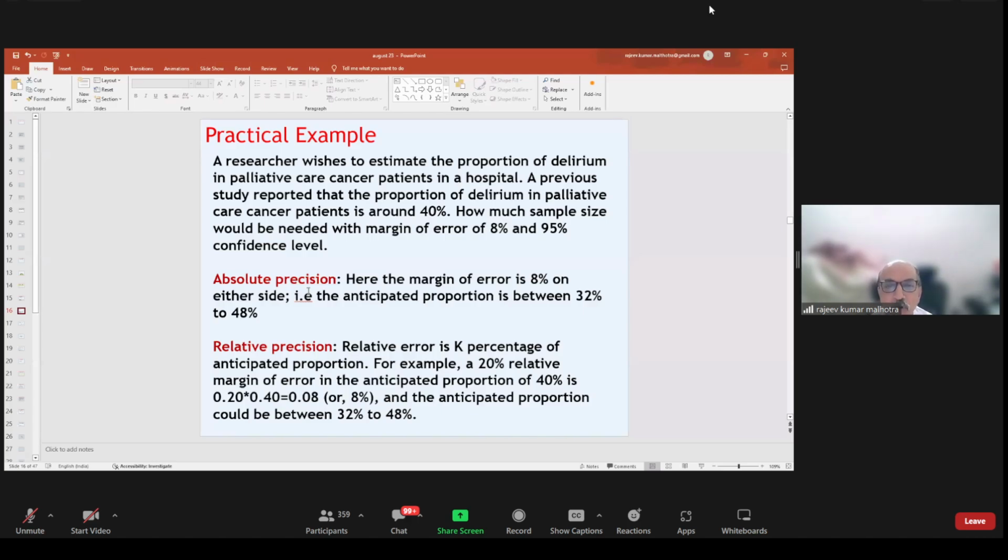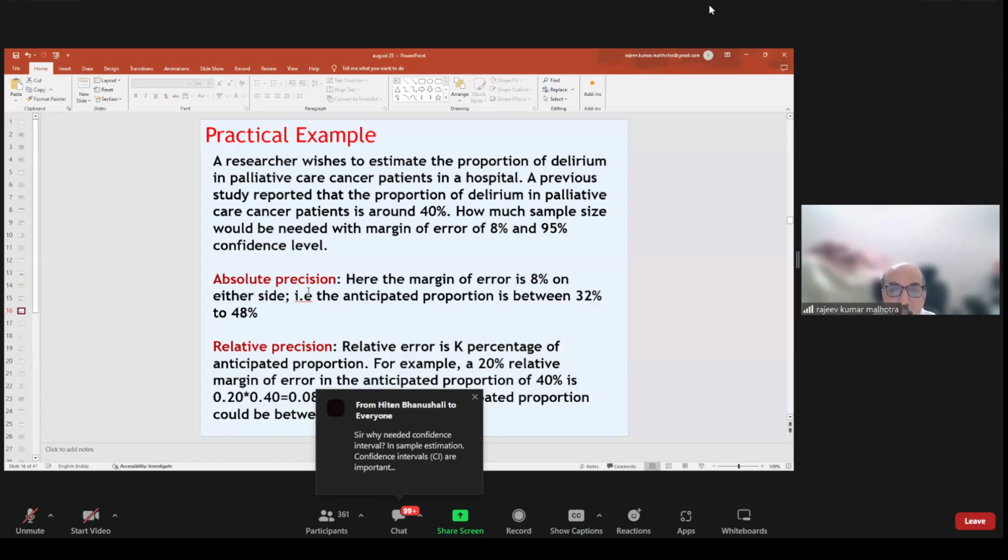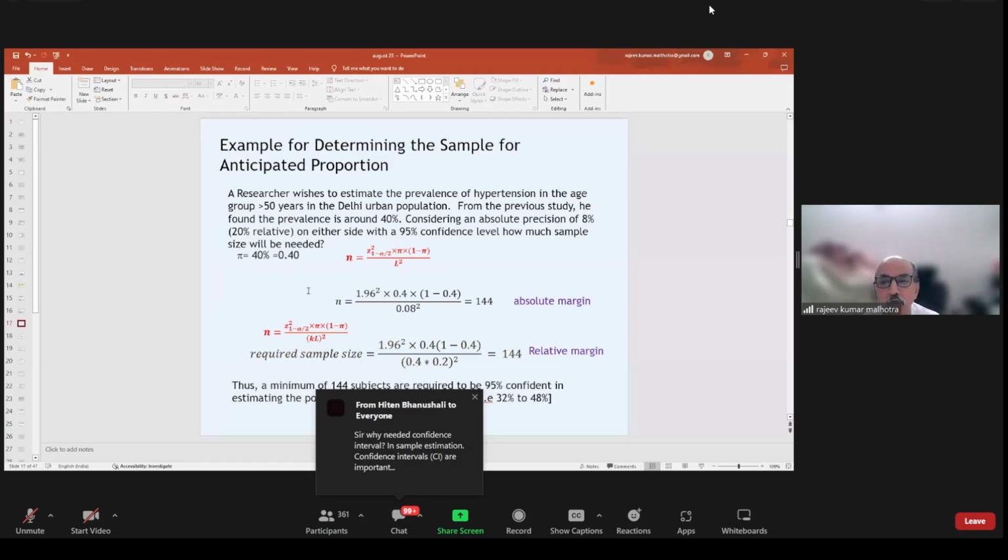I am telling you this because while using an online calculator, you have to enter whether it is absolute precision or relative precision. If you put relative precision in place of absolute precision, your result will be wrong. Sometimes you get a high value, sometimes a low one, depending on this. So you have to distinguish between absolute and relative precision. Now we take another example.